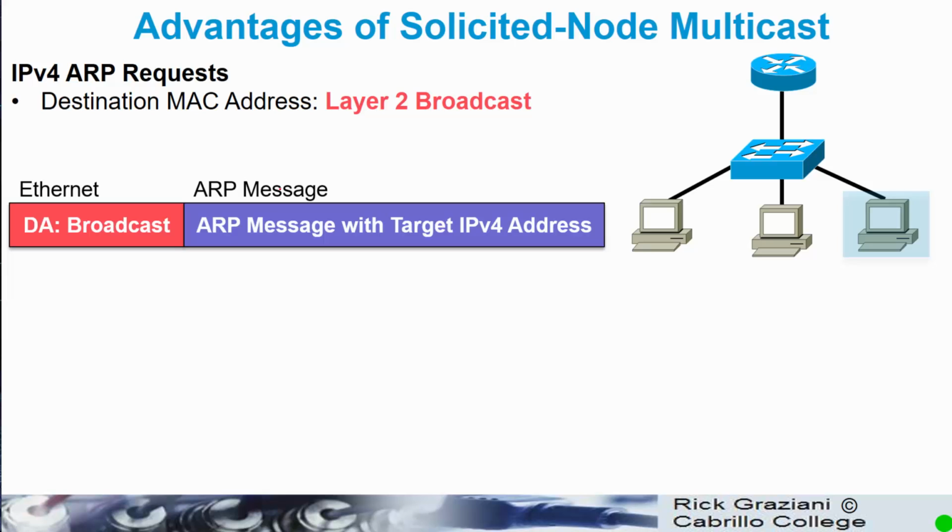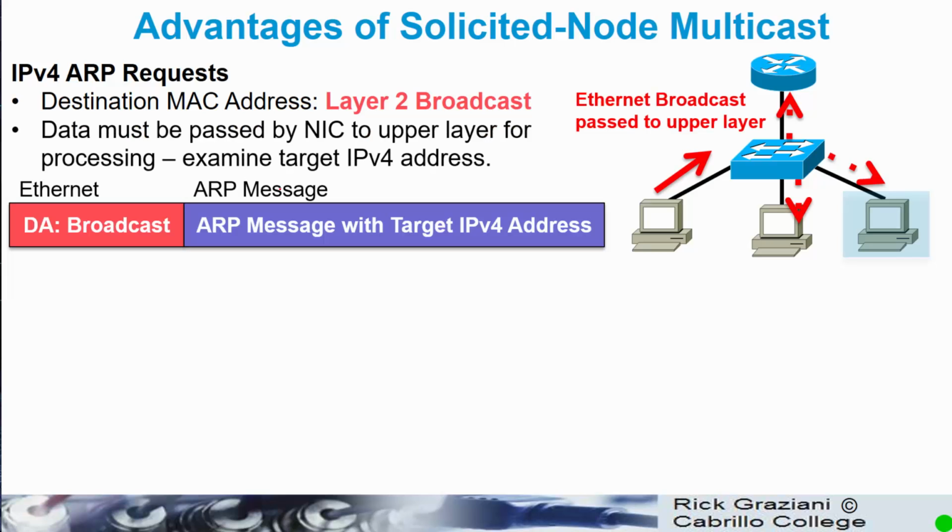So the destination MAC address is via a layer 2 broadcast. The Ethernet destination should be a broadcast, so straight Fs. The ARP message will be the message targeting the IPv4 address. Again, it's a broadcast, so the switch will get the frame and will forward it out all ports, because the Ethernet broadcast has to be passed to upper layers.